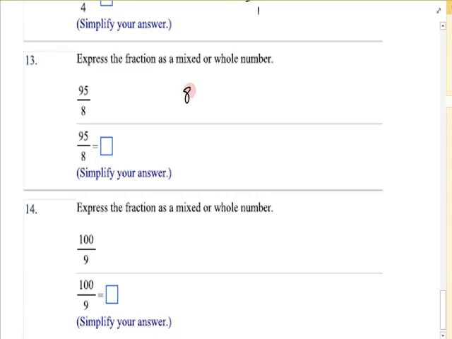The next one, we're going to divide 8 into 95. 8 goes into 9 one time. 1 times 8 is 8. Subtract, bring down the 5. 8 goes into 15. Well, it doesn't go twice because 2 times 8 would be 16, so it only goes once. 1 times 8 is 8. Subtract with a remainder of 7. So this is 11 and 7/8. Make sure that this denominator is always the denominator here.